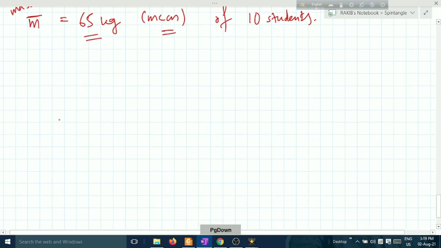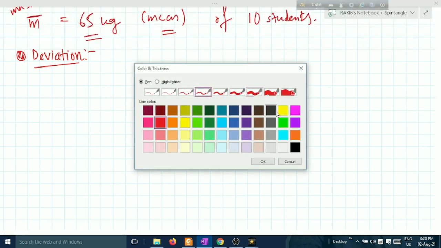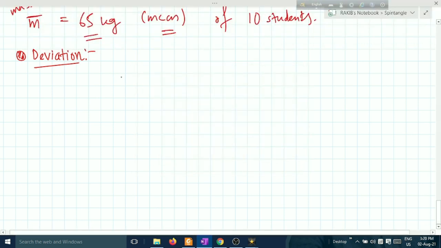Now, what is deviation? Next point is what is deviation? Deviation is the difference between a particular value and the mean value. You can write it as the deviation from, the difference from the mean value.